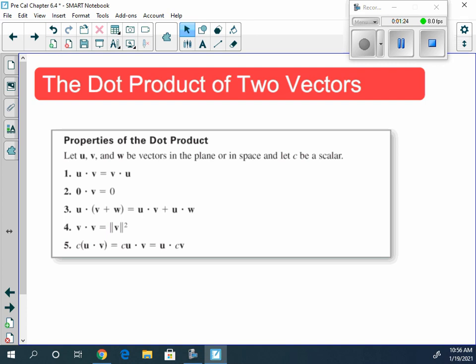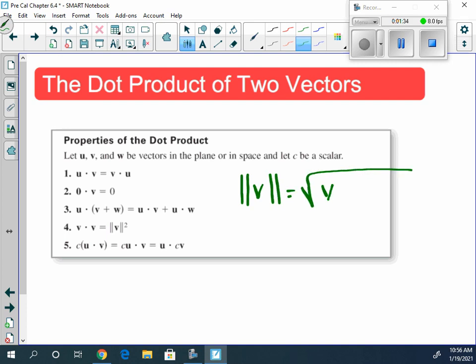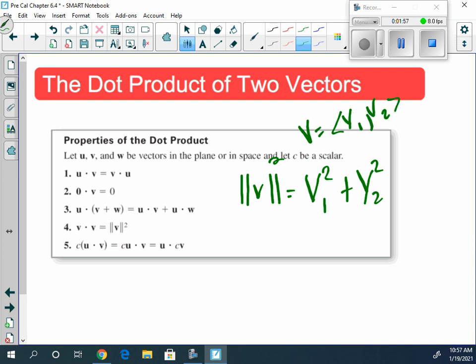The dot product of v and v is equal to the magnitude of v squared. Well, the magnitude of v, that's the square root of v1 squared plus v2 squared, yes? Because that's just the magnitude. But if we square it, that means the square root is gone, yes? So it just leaves us with v1 squared plus v2 squared. And this is really talking about our vector components v1, v2.